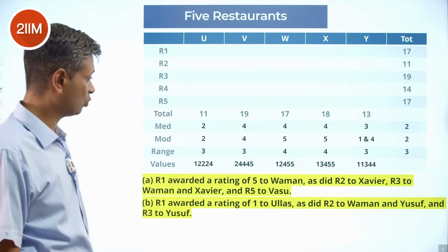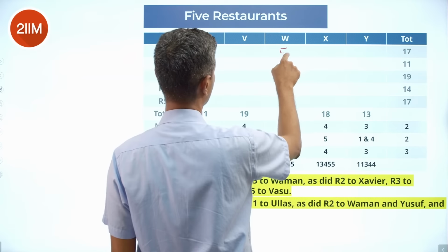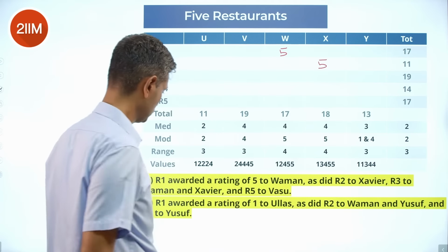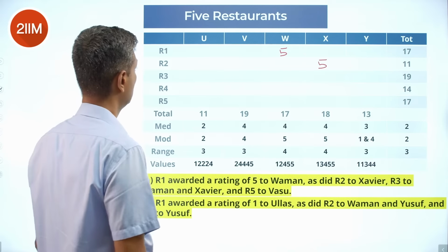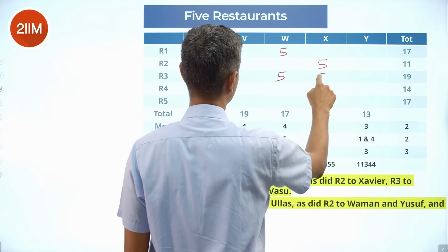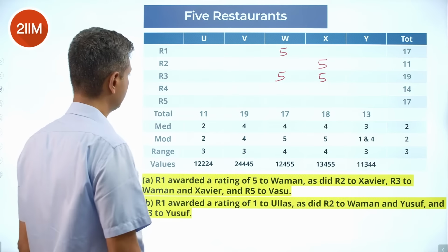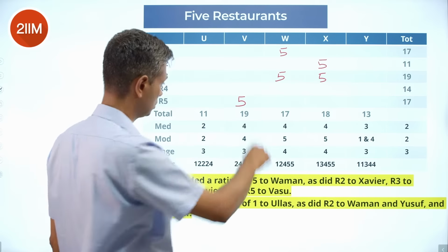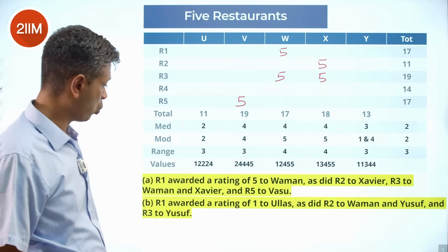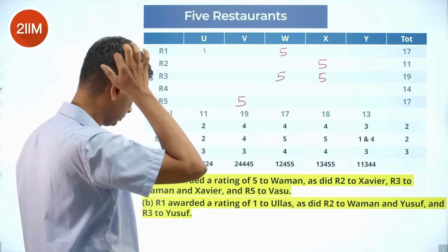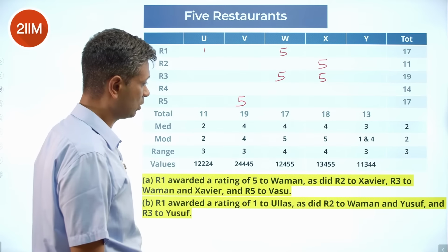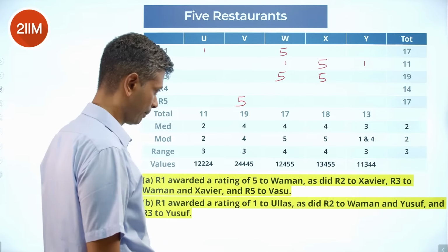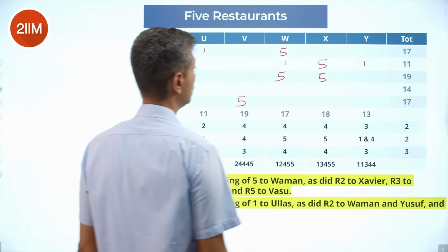R1 awarded a rating of 5 to Vaman, okay. R2 to Xavier. R3 to Vaman and Xavier, okay, and R5 to Vasu. R1 awarded a rating of 1 to Ullas, 1, as did R2 to Vaman and Yusuf, and R3 to Yusuf.